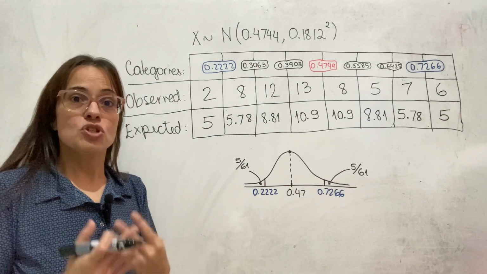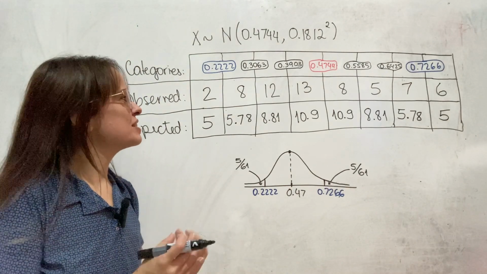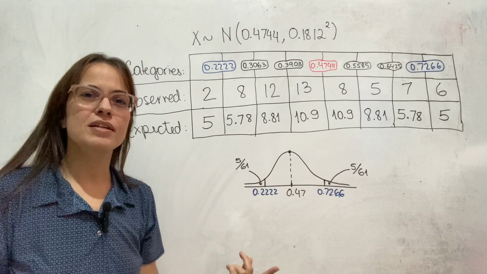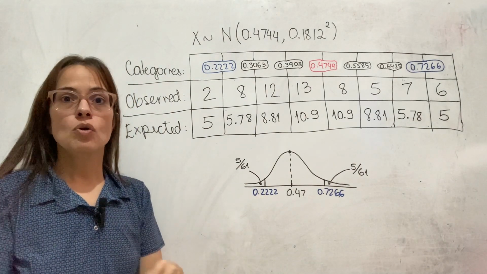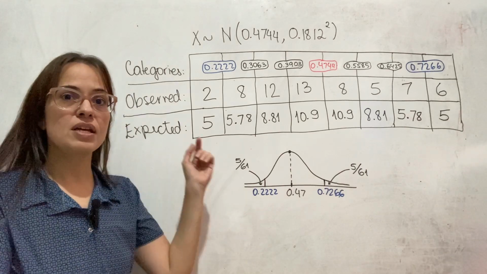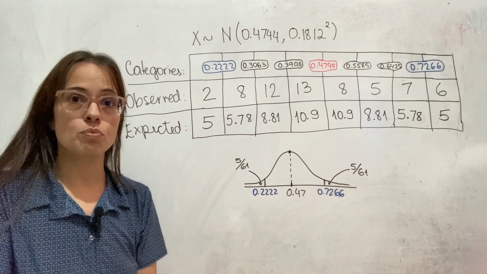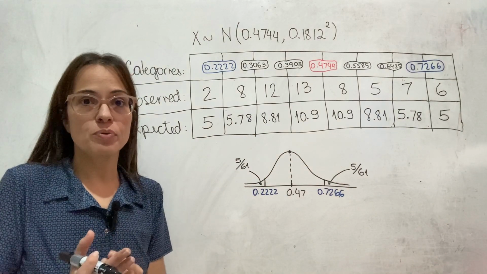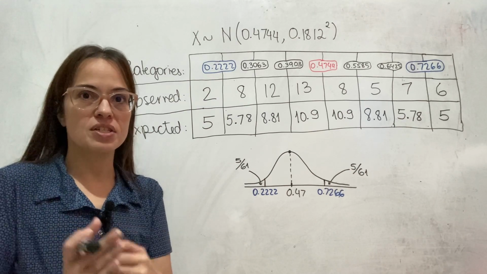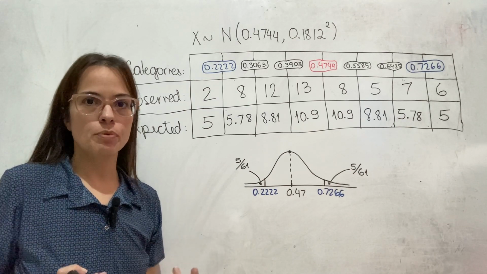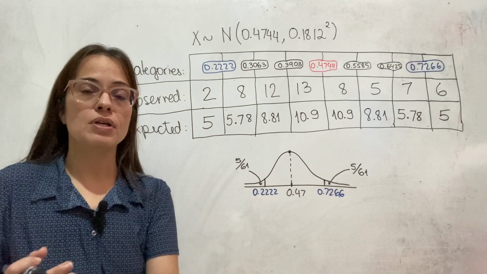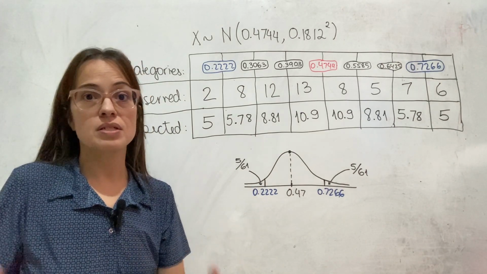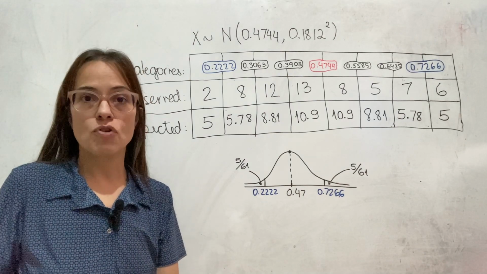Now, again, a question that people ask a lot at this point is, what do you mean 8.81 observations? Shouldn't that be 9 observations? Well, no, it shouldn't. The expected values don't have to be whole numbers because they don't really represent the number of observations, just the average of the number of observations that you would expect to see in that category if you ran the experiment many times. So because it's an average, it can get away from the whole numbers.